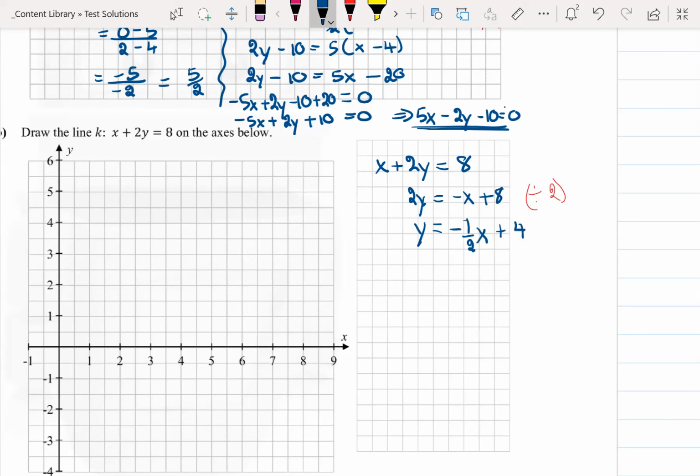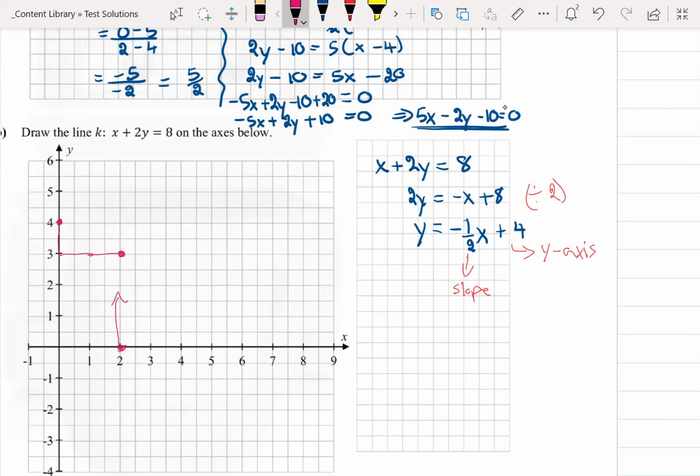Okay, now we know the slope and we know where it cuts the y-axis. That's the advantage of writing it this way. So it cuts the y-axis at 4, so let's have that as our starting point. The slope is -1, so we fall 1 down to 3. And then the run is 2, so we go over 2 units. 1, 2.